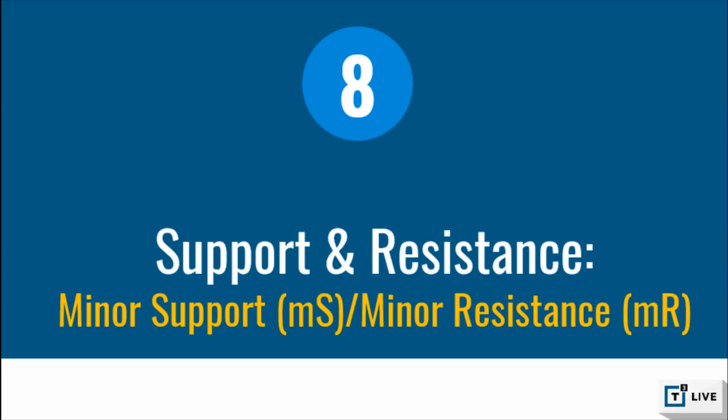We started this lesson last week. We talked about support and resistance, minor support, and the abbreviation for it is small m, capital S, and minor resistance, small m, capital R. In last week's video, I'll do a recap this week, and we'll go ahead and talk about major support and major resistance. Those are the two types of support and resistance that exist on all charts.